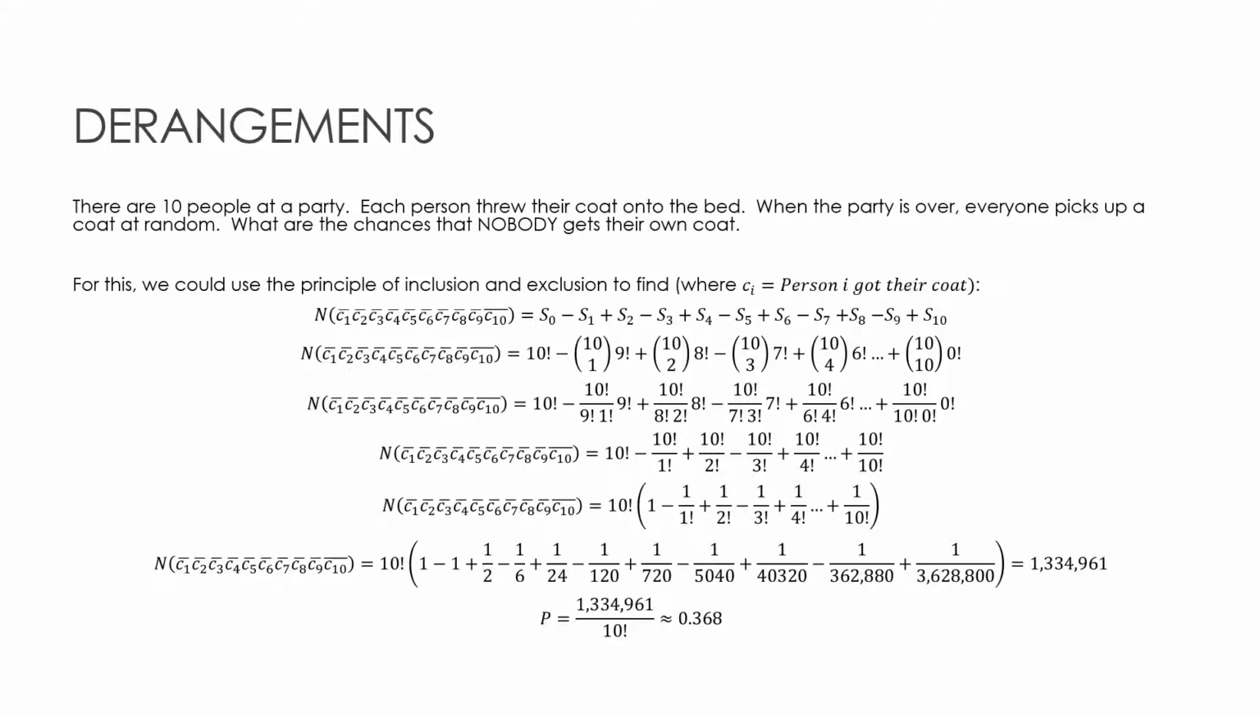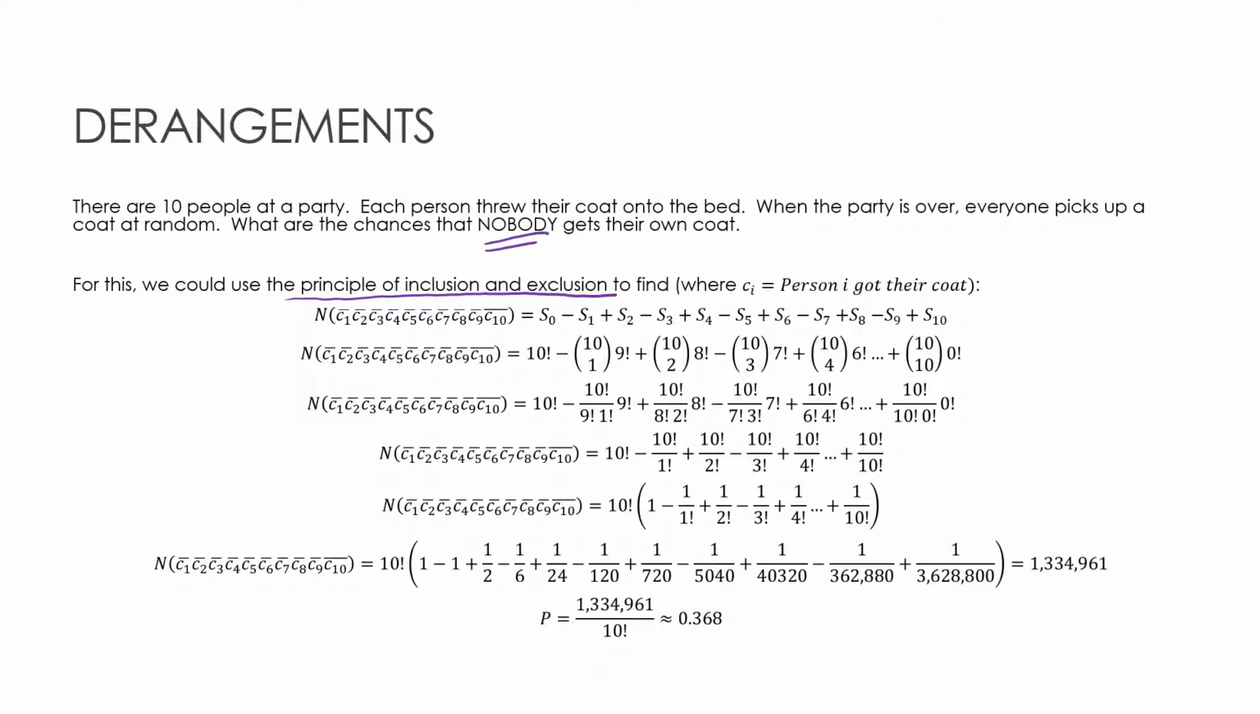So try not to cry when you look at this slide, but let's take a look at it. This is 10 people, and we're looking at the derangement where nobody gets their own coat. So 10 people, 10 coats. Now, we don't want to make a table. That would be stupid. Let's instead take a look at the principle of inclusion and exclusion.